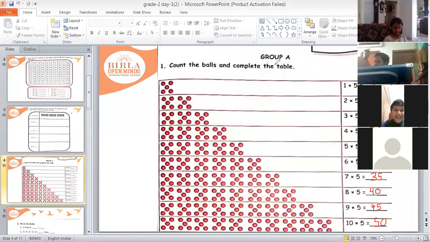5 ones are 5. 5 twos are 10. 5 threes are 15. 5 fours are 20. 5 fives are 25. 5 sixes are 30. 5 sevens are 35. 5 eights are 40. 5 nines are 45. 5 tens are 50. Again repeat after me.